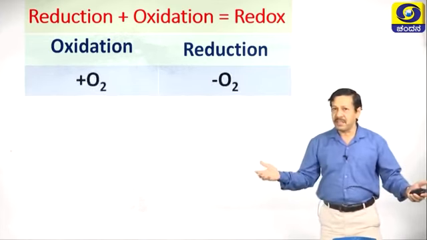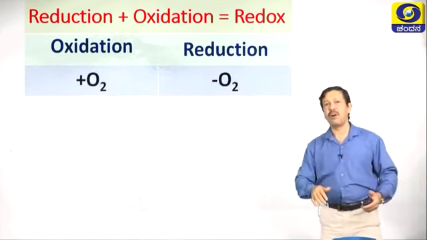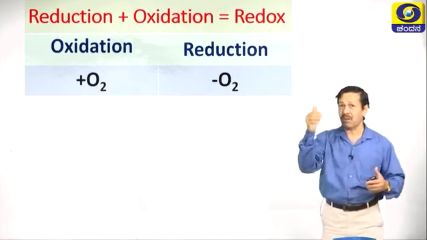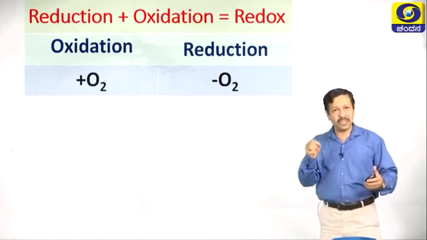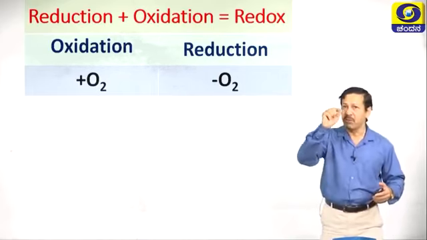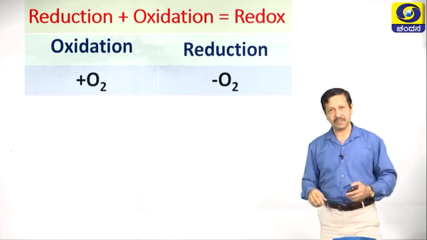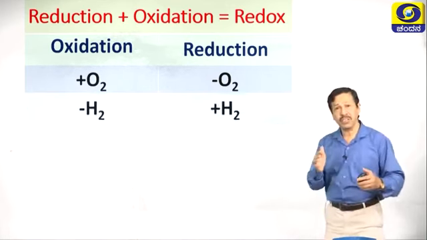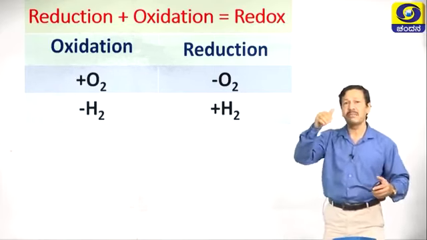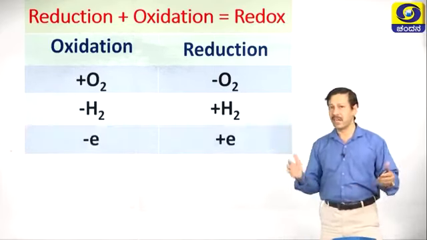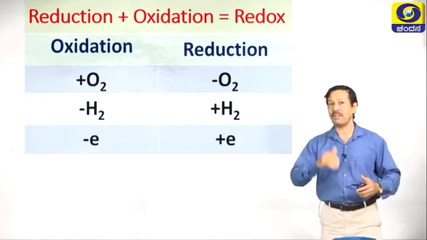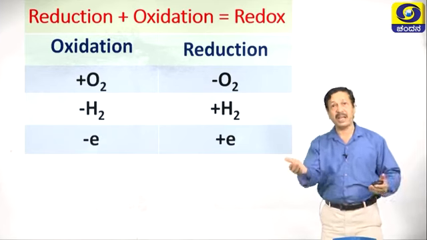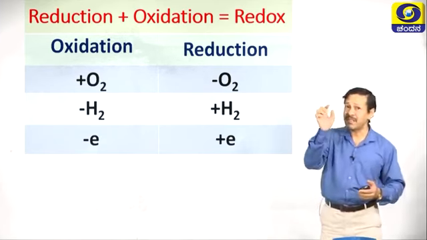Oxidation is addition of oxygen or removal of hydrogen. Based on that you can tell whether this is oxidation or not. Addition of oxygen is termed oxidation, removal of oxygen is termed reduction. Now, in terms of hydrogen, removal of hydrogen is termed oxidation and addition of hydrogen is termed reduction. The third type is in terms of electrons. Removal of electrons is termed oxidation and addition of electrons is termed reduction.